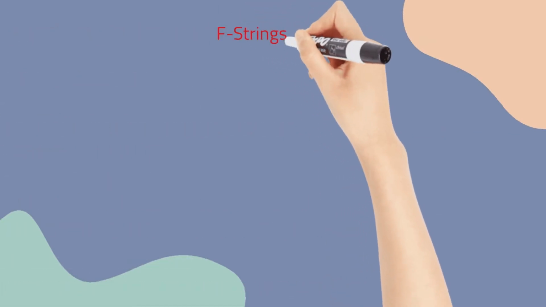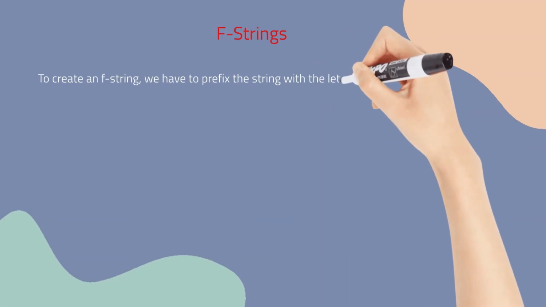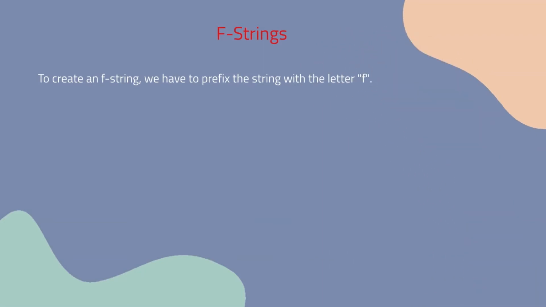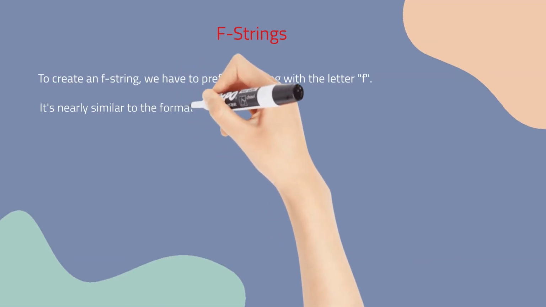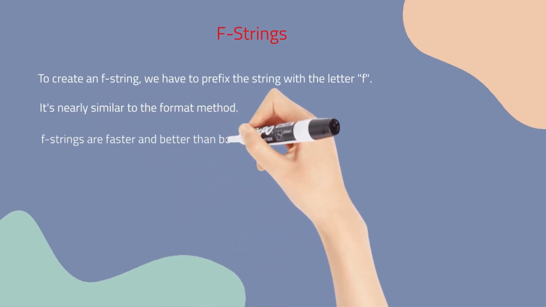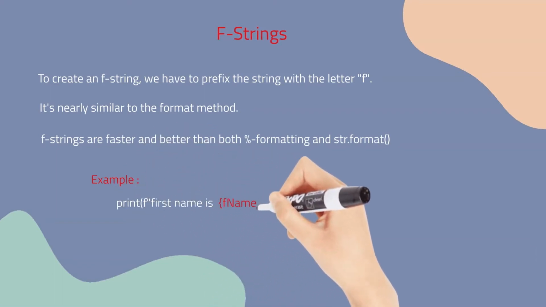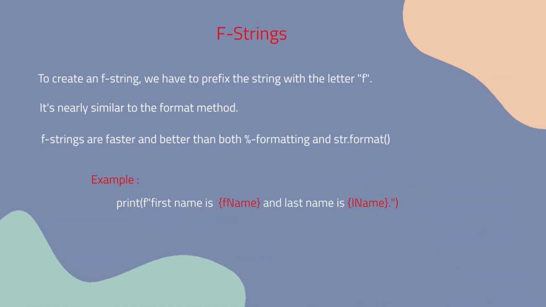We can also format the strings using string literals, called f-strings. We have to prefix the string with the letter F to create an f-string. It's nearly similar to the format method, much the same way that we would with the string.format method. F-strings are faster and better than both %s formatting and the string.format method. For example, in the print statement before starting the string, letter F is added where name and name are pre-declared variables, whose values get substituted in the string.